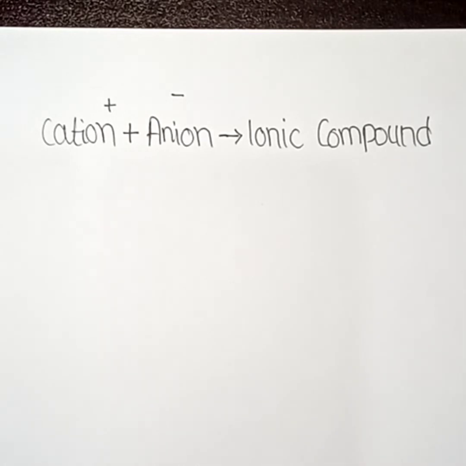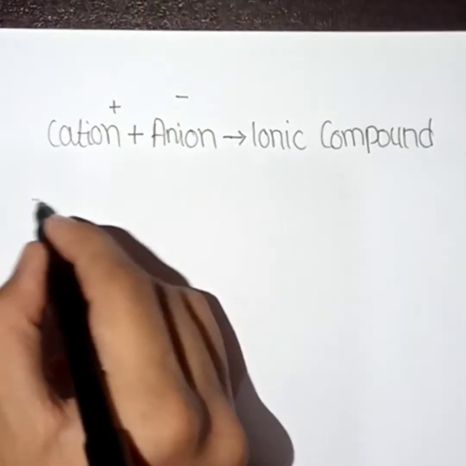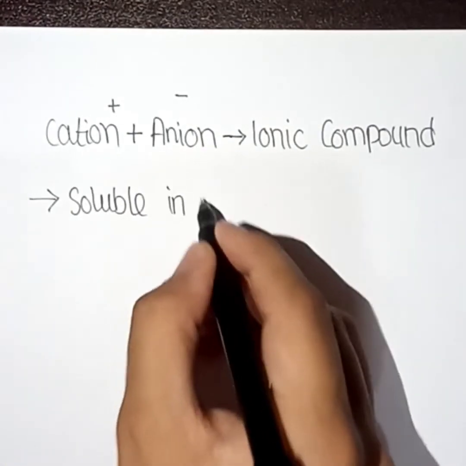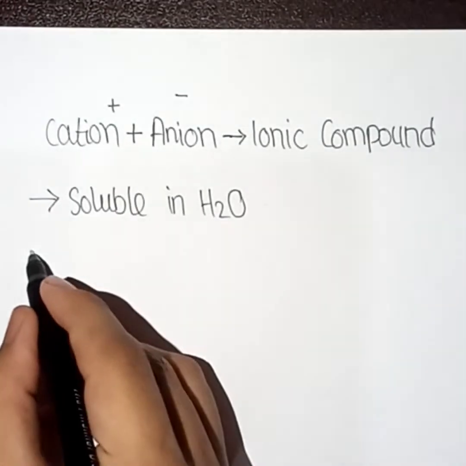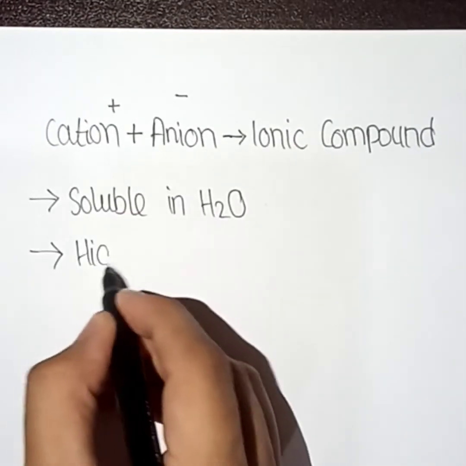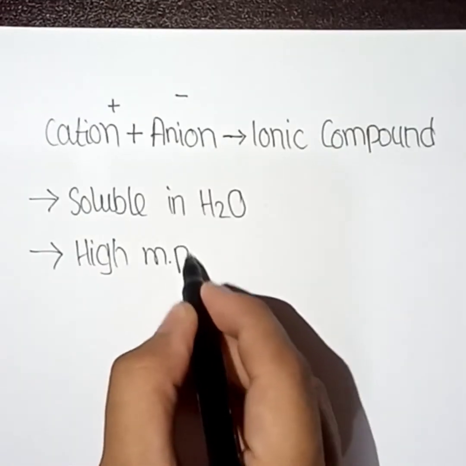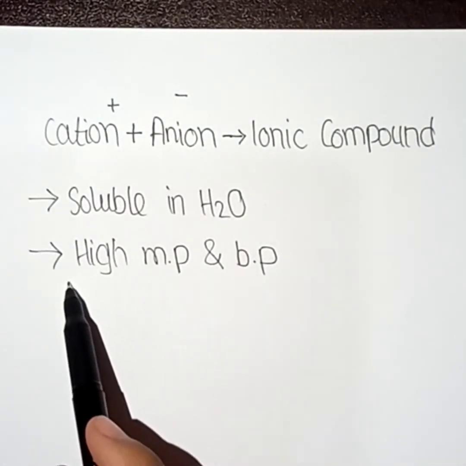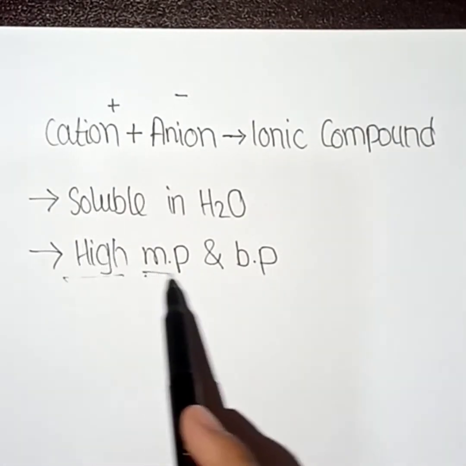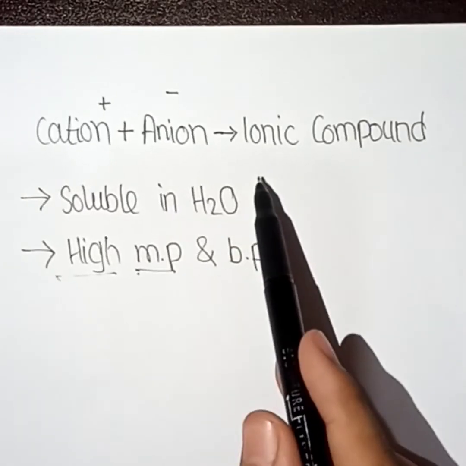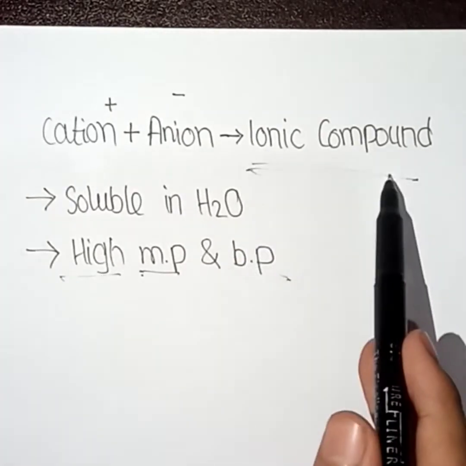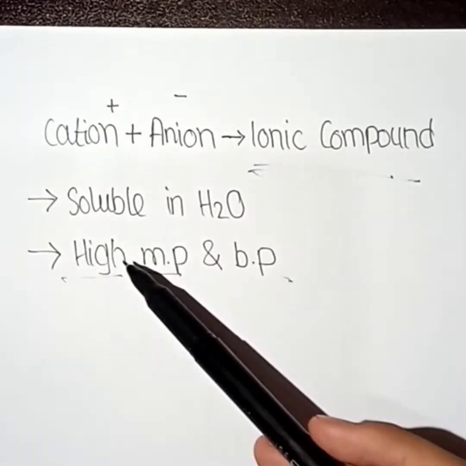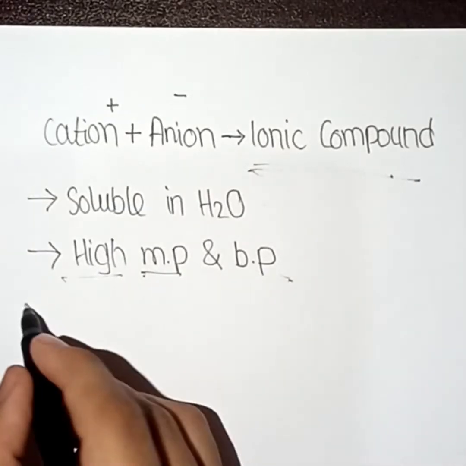Okay, and we are talking about salt, that salts are mainly soluble in water, and also have a high melting point and boiling point. Your question is why salt has a high melting and boiling point. This is because they are ionic compounds. What are ionic compounds? Go and watch the previous video so that you can understand why ionic compounds have high melting and boiling points.